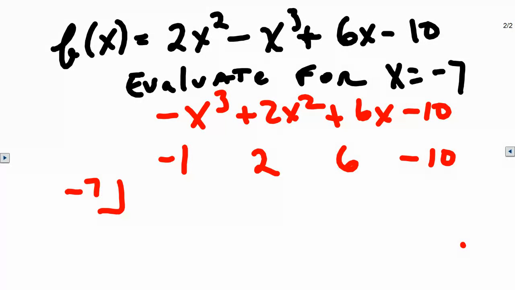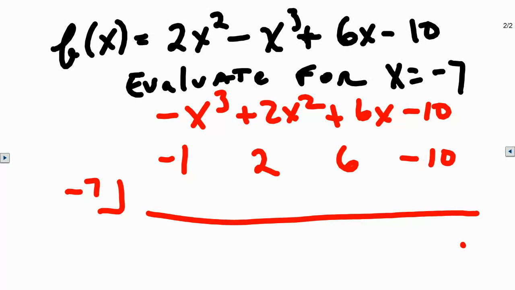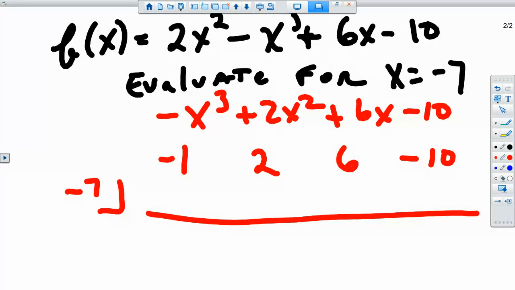The number on the side is -7. Please pause and make sure that you get this answer on your own. So I hope you tried it. Let's see how this works out.